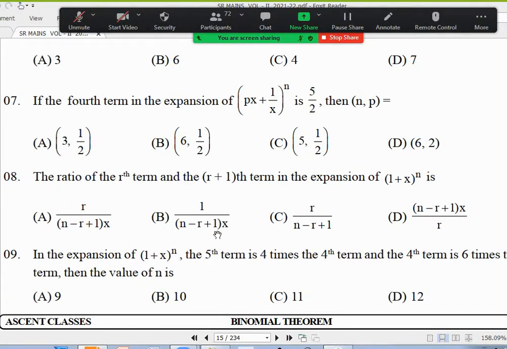The fourth term in the expansion is this, and then find n and p values. We have 3 unknowns: n, p, x. There is no x, meaning the term is independent of x. Okay.